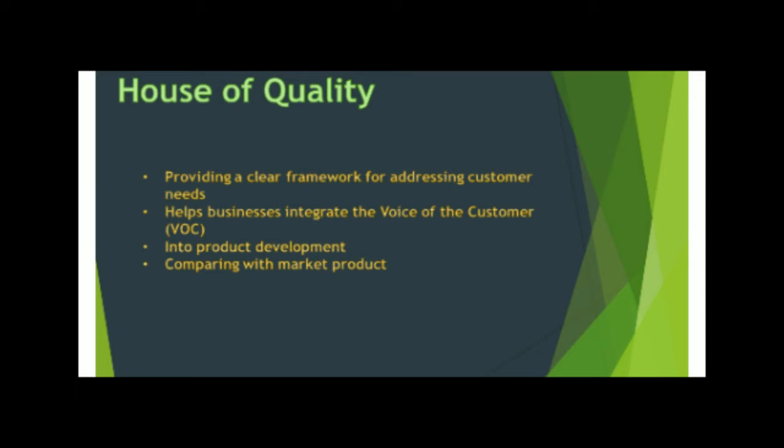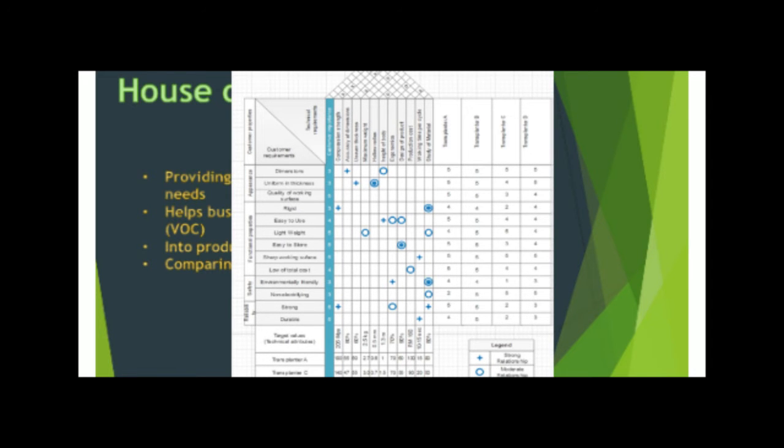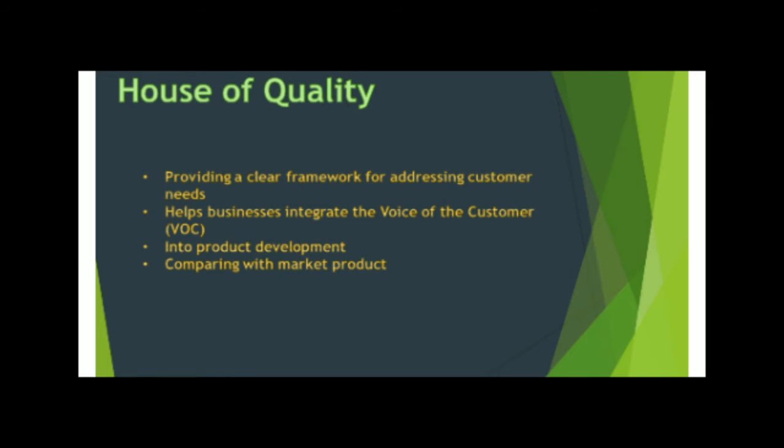House of quality provides a clear framework for addressing customer needs, helps the business integrate the voice of the customer into product development, and lastly is comparing with the market product. As you can see in the result, Transplanter B almost achieves our target value.